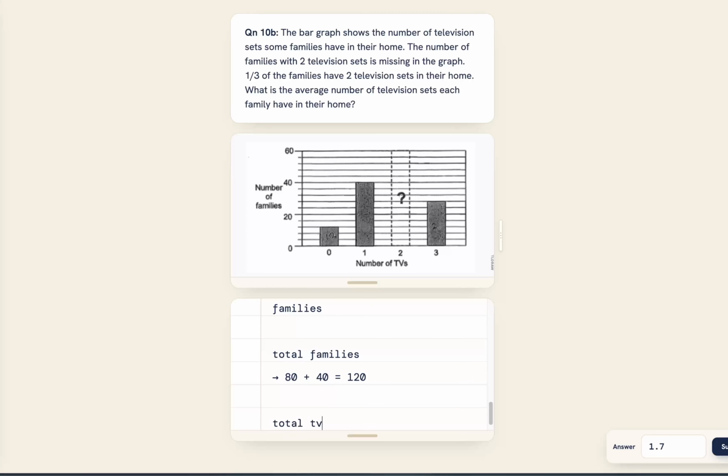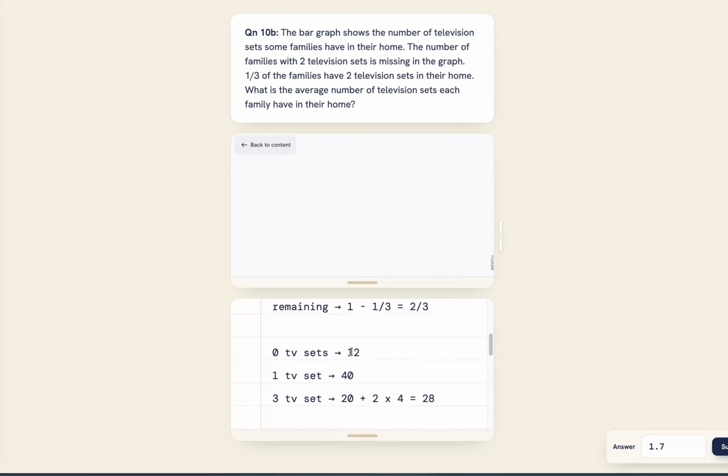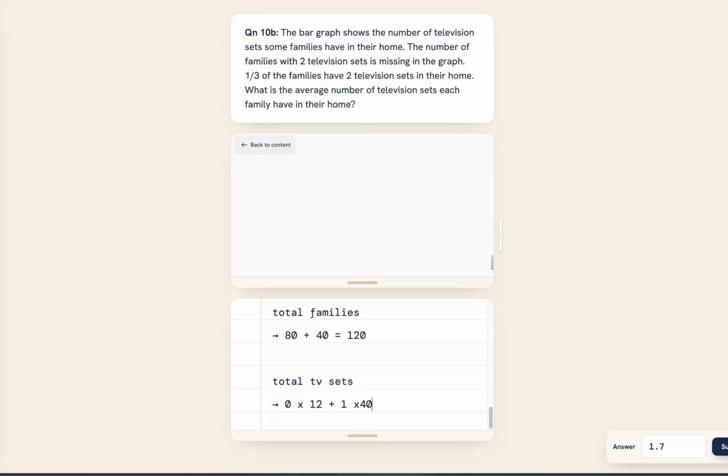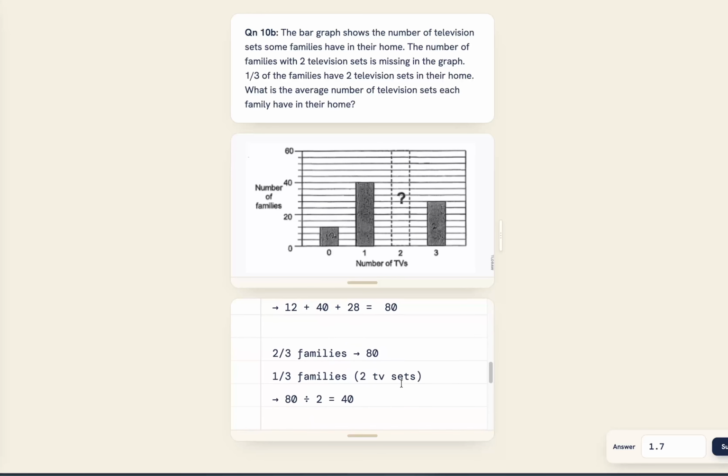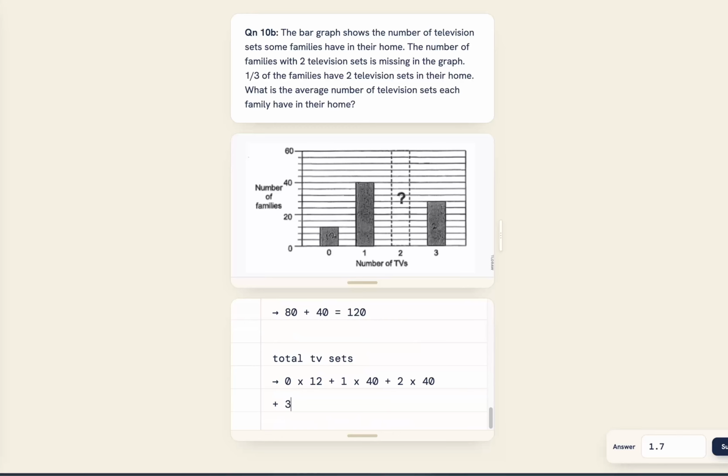So total TV sets. So we don't need to care about the 0. We can, but not really that important. You can just put 0 times 12. Then plus for the 1. Remember, for the 1 TV set, we have 40. So 1 times 40 plus for the 2 TV sets, we have 40 as well. So 2 times 40 plus, then with the 3 TV sets, 3 times 28 families. Okay, and if you were to calculate everything, it will be 204.